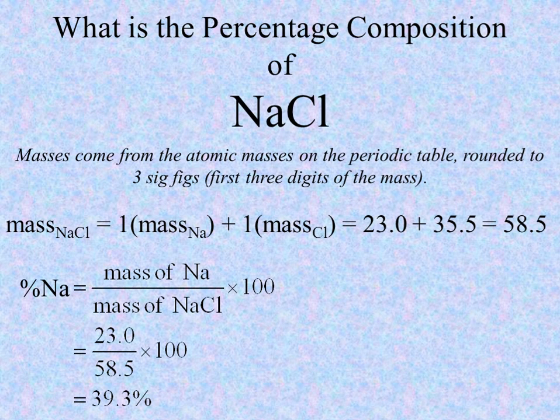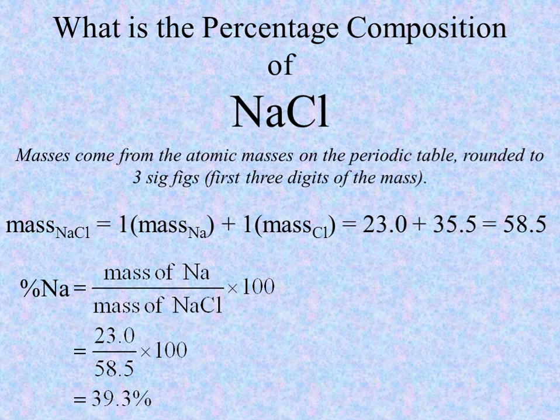And so if we want to know the percent of sodium, we need to divide the mass of the sodium by itself, divide that by the mass of the sodium chloride, the entire compound. So we have 23.0 divided by 58.5, multiply by 100 to give us the percentage, and we get 39.3% sodium. So almost 40% of the mass of table salt comes from the sodium that makes it up.